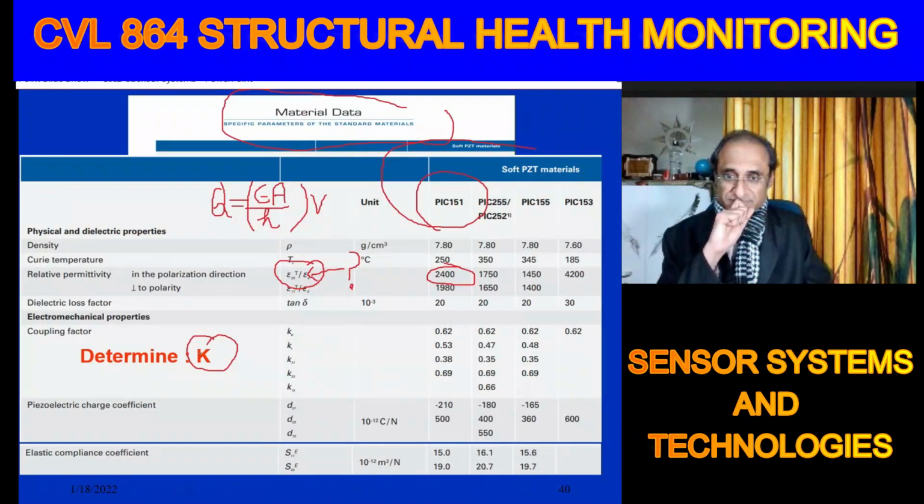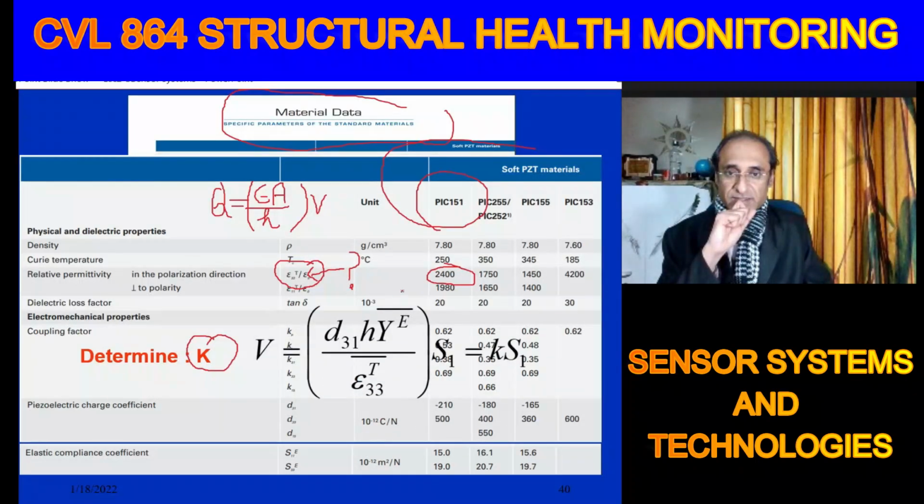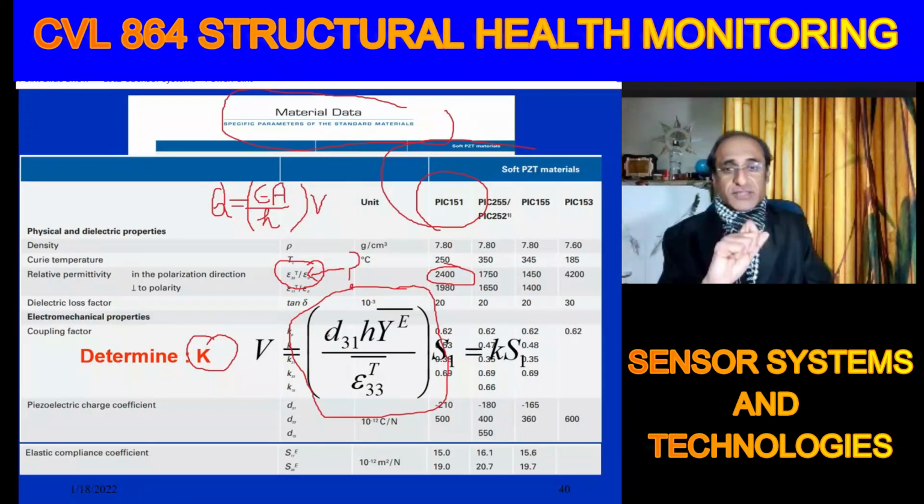Alright, so all you have to do is find this constant K. By this constant K, I mean this. So this defines the sensitivity. What we can see is that the higher the value of D31, the higher the sensitivity, and similarly the lower the value of epsilon 33, the lower the permittivity, the higher the sensitivity. Okay, so for an effective sensor, D31 should be very high and epsilon 33 should be low.